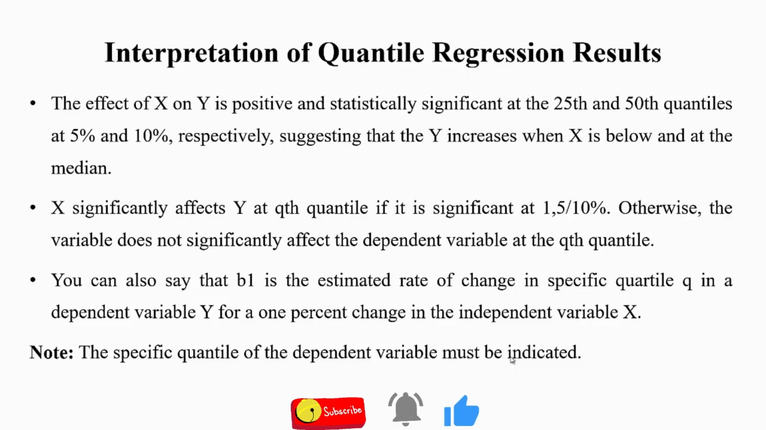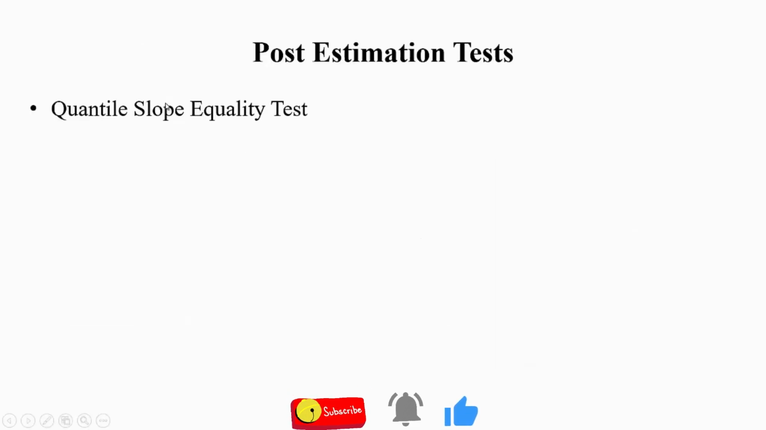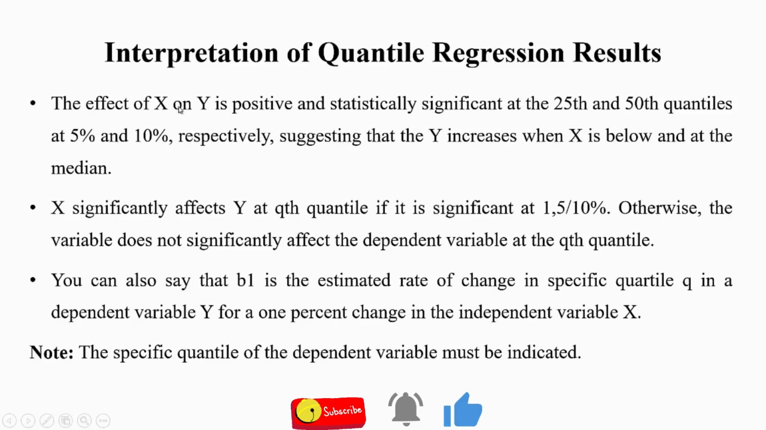So now let us assume that we have our quantile regression results for the 25th and 50th quantiles, and here our x is the independent variable while our y is the dependent variable. So when you have results for your quantile regression, to interpret it, you simply say that the effect of x, which is the independent variable, on y is positive, if the sign is positive. But if it is negative, you state that it is negative.